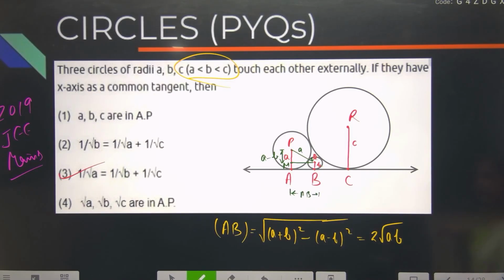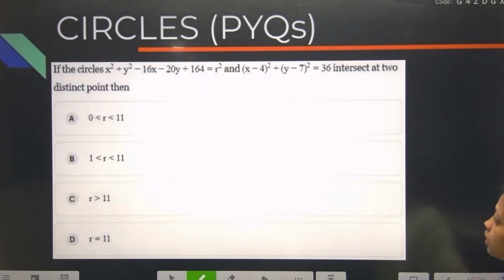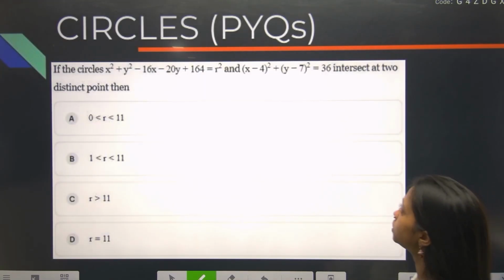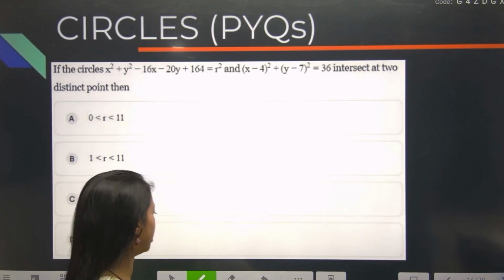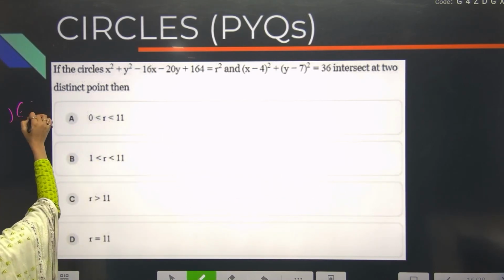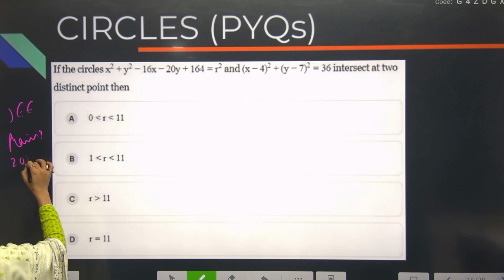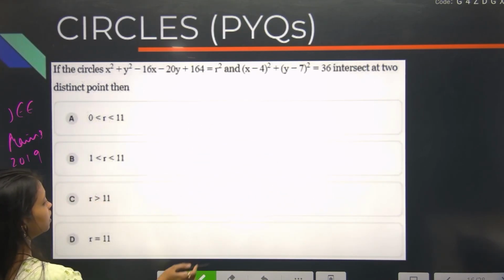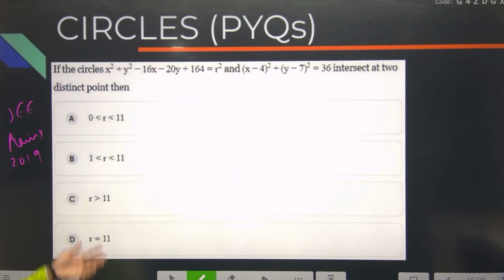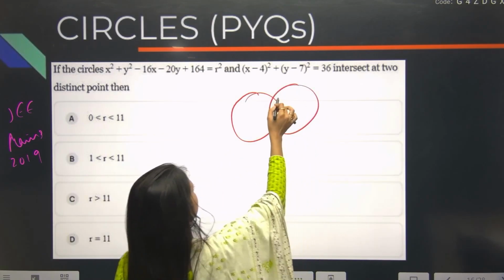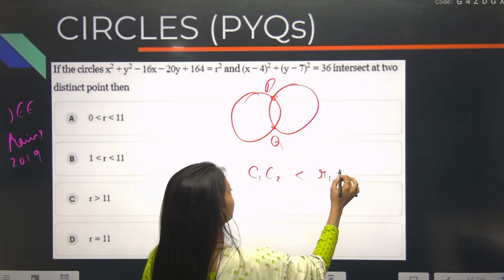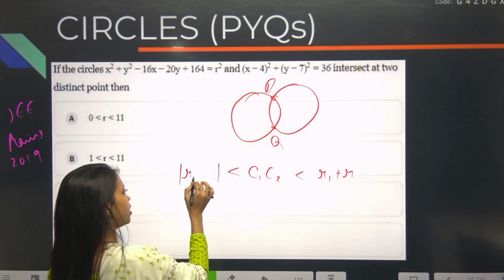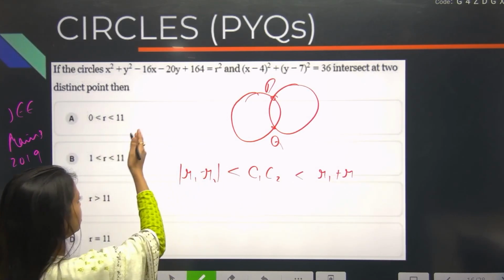Now, let's say if the circles, now please solve this. See, this is a direct application of your formula. This was also in JEE Mains 2019. Direct application. What they are saying is, there are two circles, in terms of R, it is given. They intersect at two distinct points. What is the condition of two circles intersecting at two distinct points? Distance between their centers has to be less than R1 plus R2 and strictly greater than R1 minus R2. Substitute the value, you will get a condition. That's it.